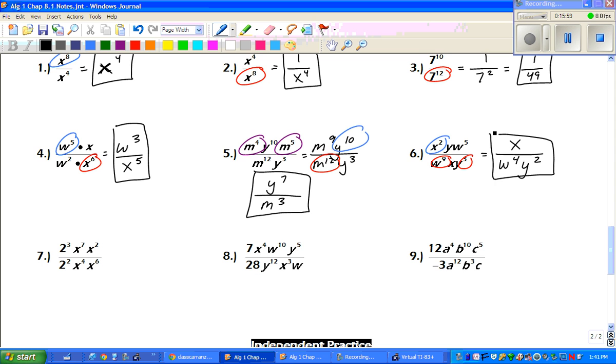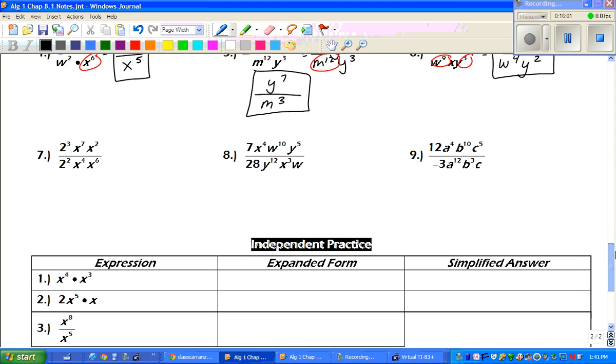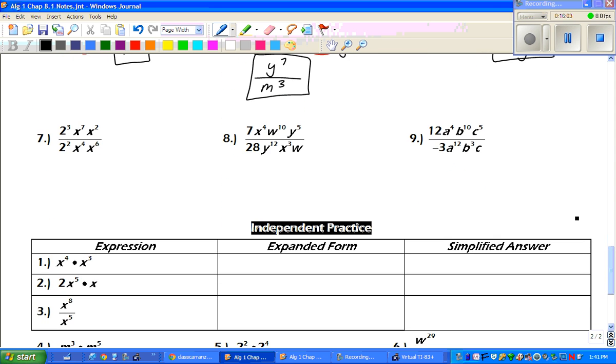Okay? Now, problem number 7. First, we've got the 2's to worry about. So who wins with the 2's, the top or the bottom? Okay, the top wins by 1, so there's just 1, 2.